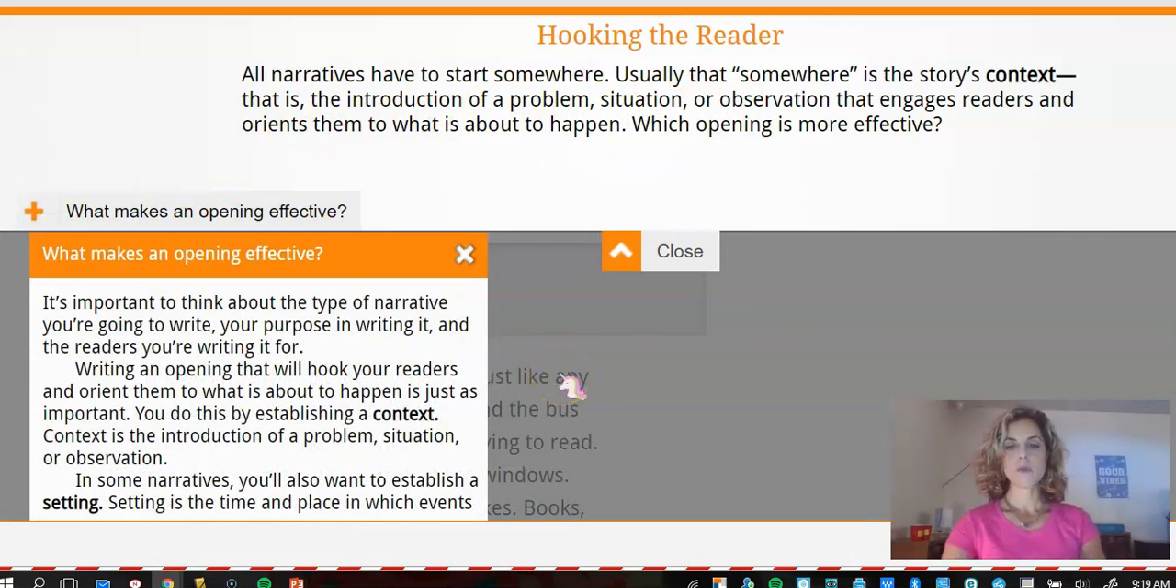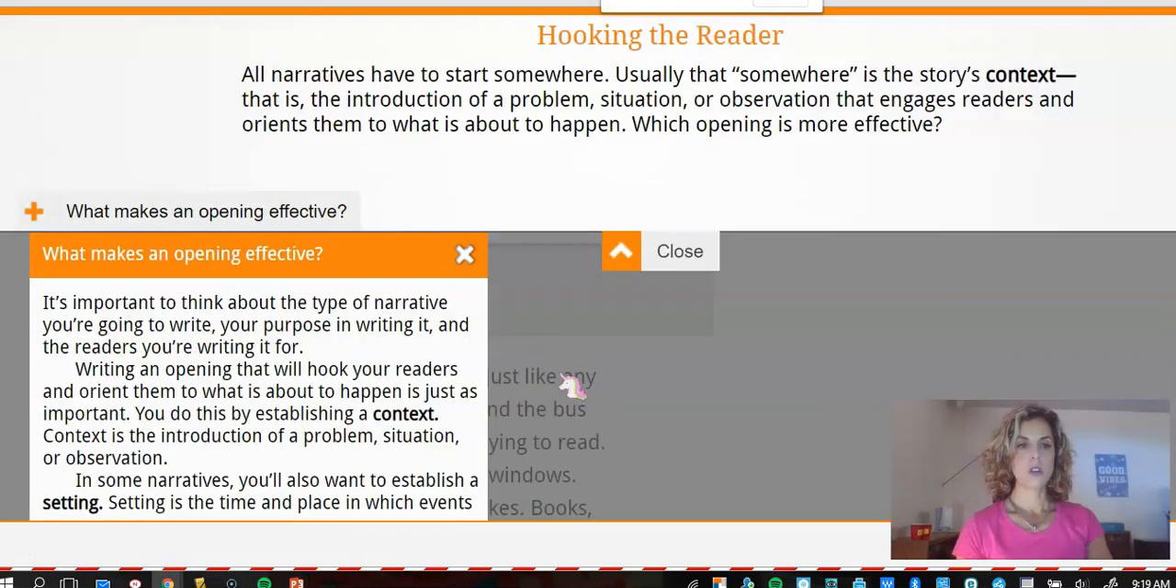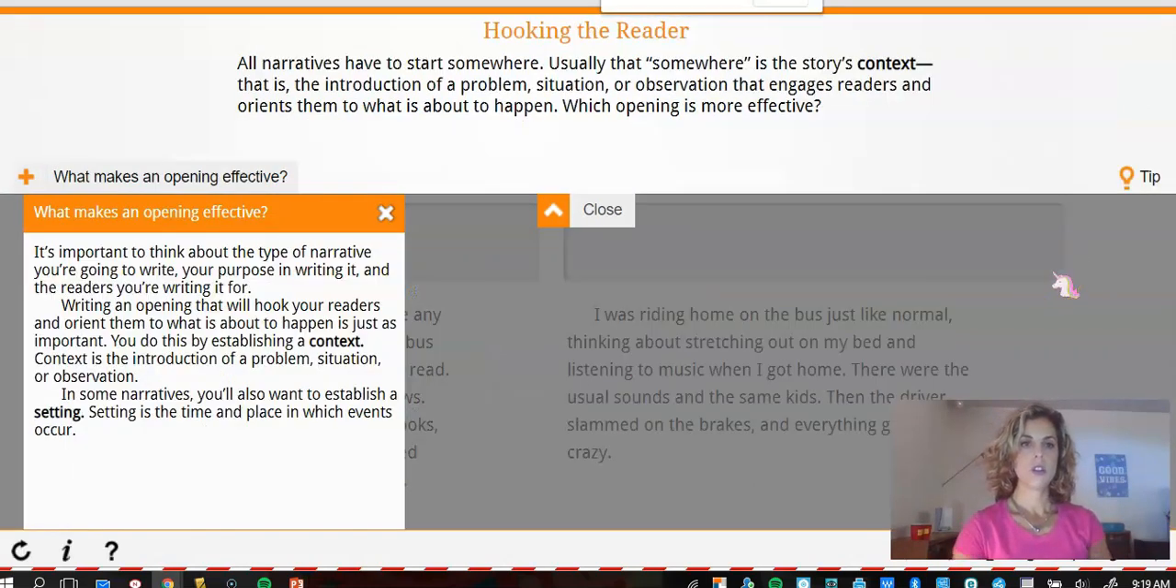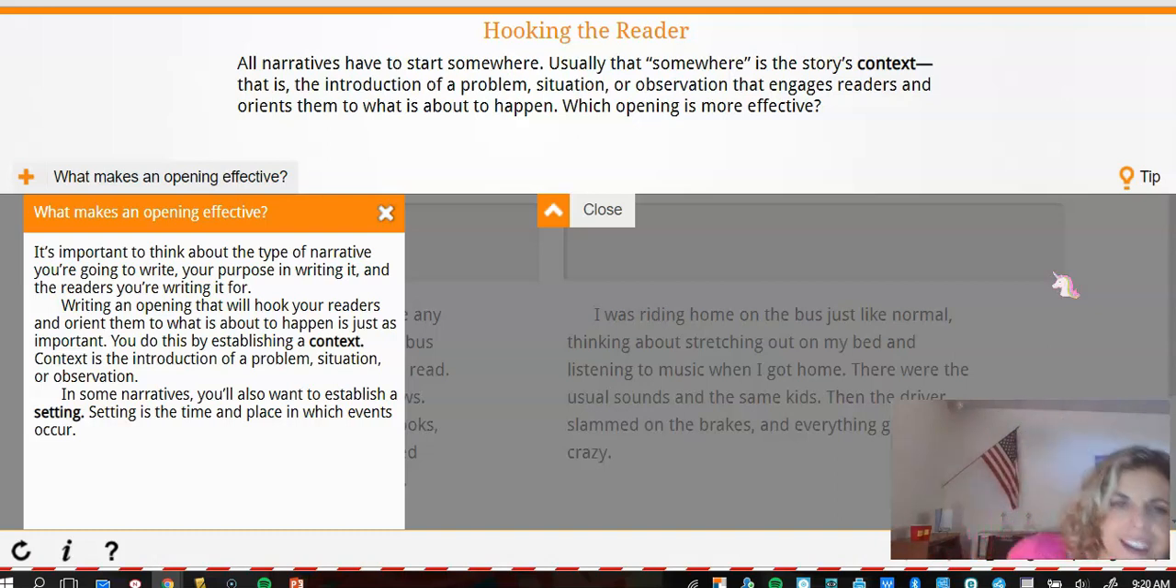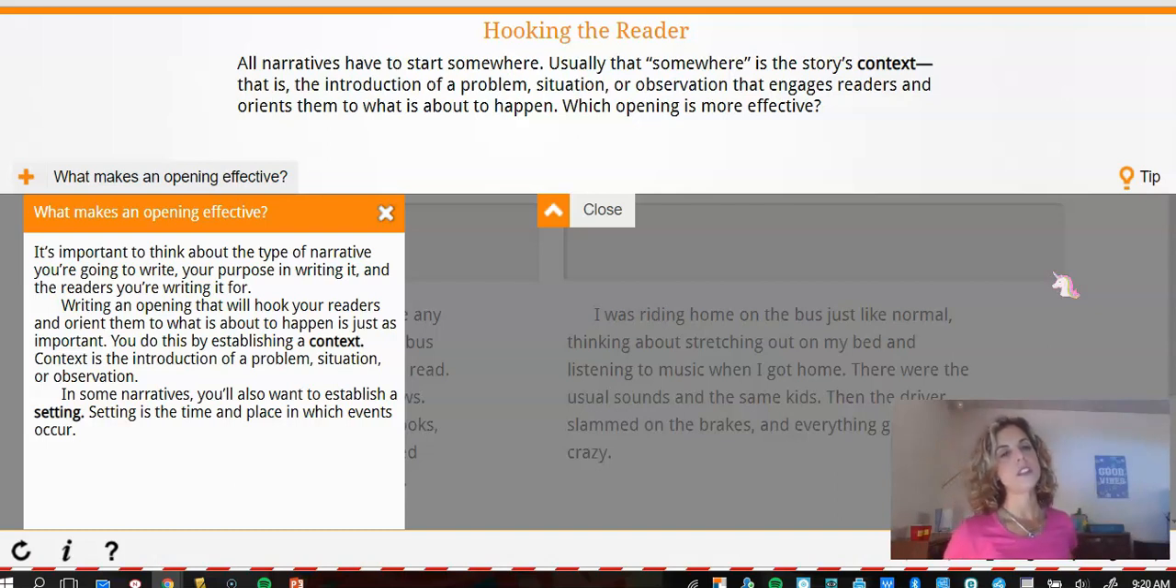Okay, let's read this together. It's important to think about the type of narrative you are going to write, your purpose for writing it, and the readers you're writing it for. Writing an opening that will hook your readers and orient them to what is about to happen is just as important. You can do this by establishing a context. Context is the introduction of a problem, situation, or observation. In some narratives, you'll also want to establish a setting. Setting is the time and place in which events occur.